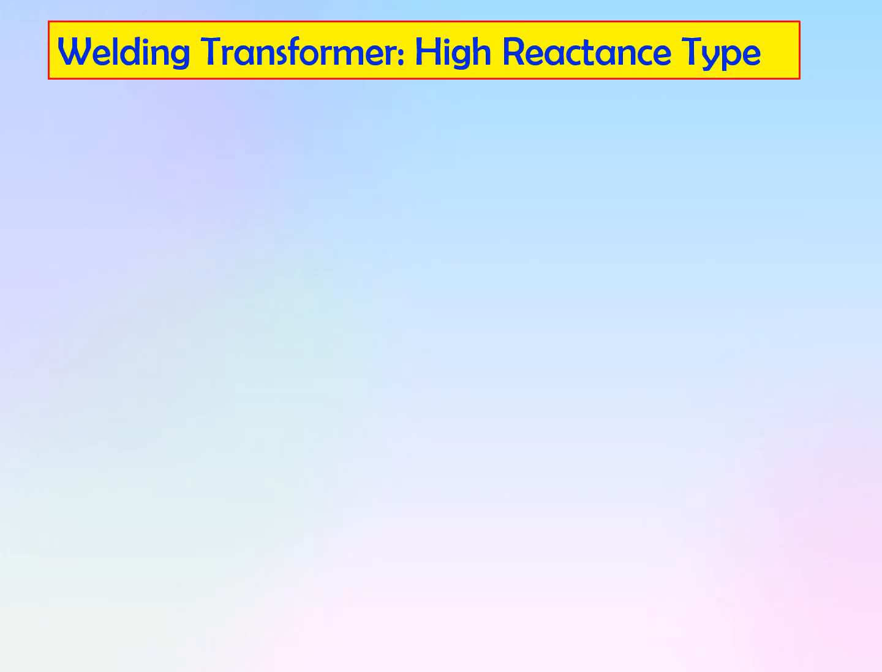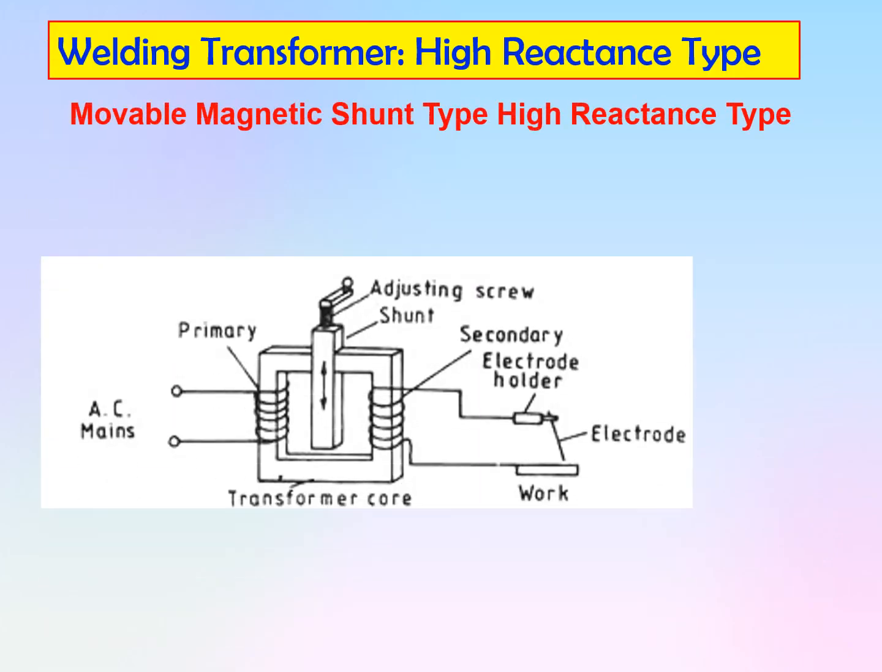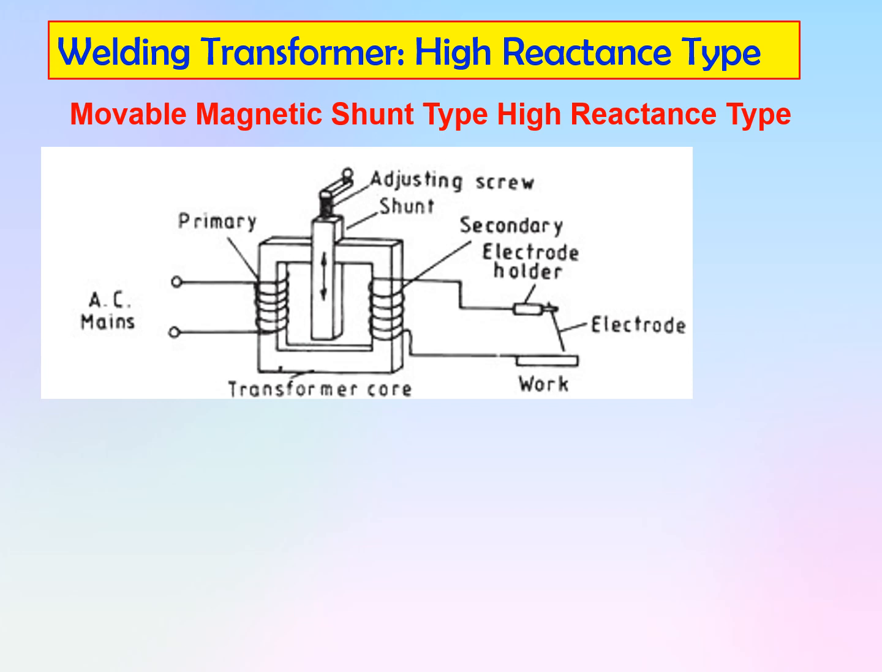In the next type, the movable magnetic shunt type reactance. Here, the primary and secondary winding are fixed. The number of turns are fixed, and this is not movable. But the central core is movable. So the flux produced by the primary has two paths. One is going through this shunt magnet and another is going through this magnet. Let us consider the reluctance of this path is S1 and the reluctance of this path is S2. So net reluctance is equal to S1 parallel with S2, that is, net reluctance is equal to S1 S2 upon S1 plus S2.